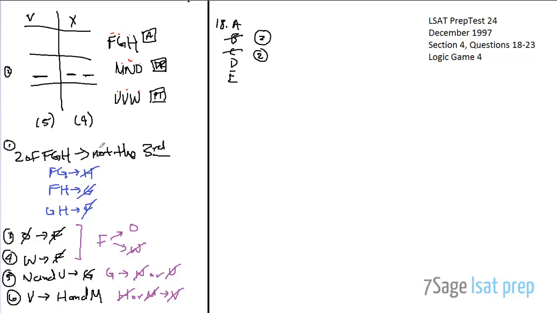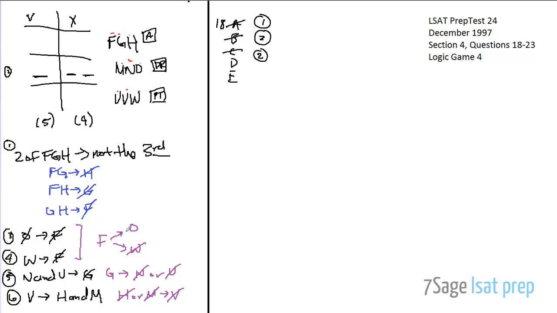Okay, so let's keep going. 2 of F, G, and H means that you don't have the third. So the question is just, is there any answer choice that has all 3? And yeah, there is. Answer choice A actually has all 3 of F, G, and H, so that can't be right. Okay, so we're down to 2.